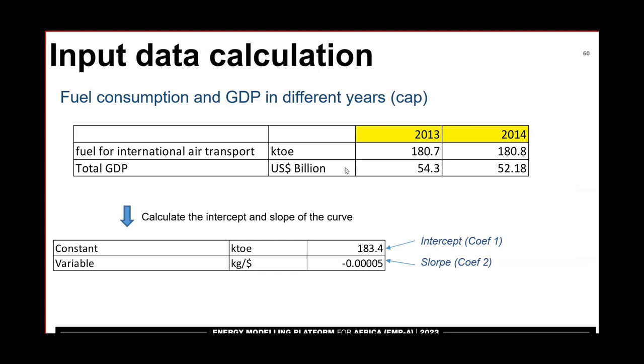So, for example, this is an example of using historical value. Let's say we have the value of 2013, we have the values of 2014, and from there we can now calculate the slope of this curve, that is this one, and then the intercept, that is that one, and then we can type it in the model and have our international passenger transportation mode inserted properly.